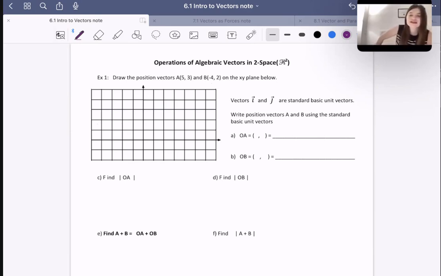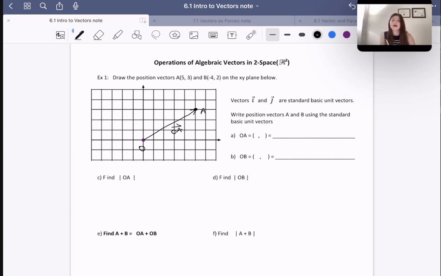So here it says to draw the position vectors a, which is (5, 3), and b, which is (-4, 2), on the xy plane. Okay, so let's do that. I'm going to start here. Position vector A would be (5, 3), so 5 to the right and 3 up, so here. And that's going to be A. So this whole vector would be OA, from our origin to A.